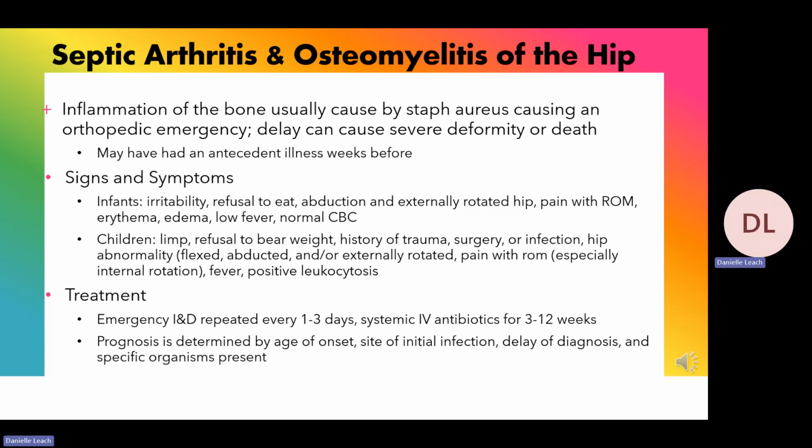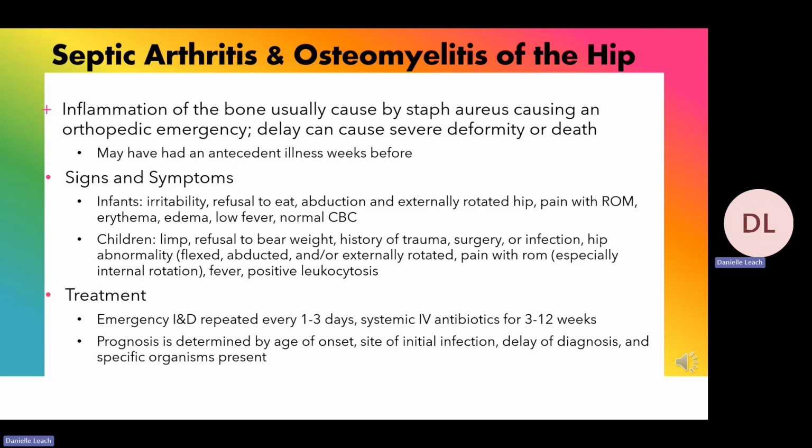So the child may have had an antecedent illness weeks before they start to have these symptoms that we're going to talk about. For example, they could have had something like strep throat or an ear infection before. Signs and symptoms in an infant: they may be irritable. They might not want to eat. Their hip is abducted, so moved away from the body, and externally rotated. So if you can picture one of their hips basically being opened up.